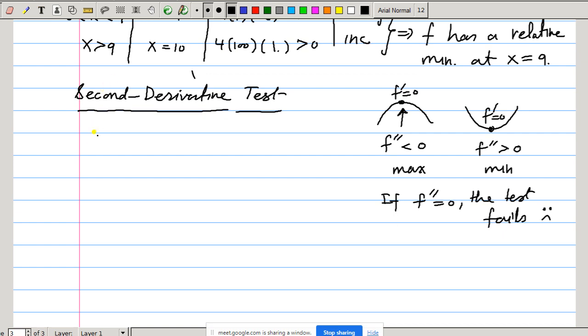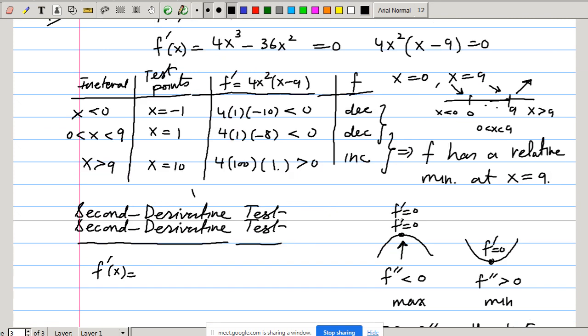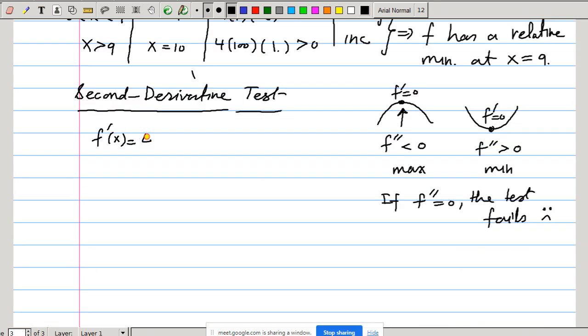So for example, in the above example, what is the f prime x? 4x cubed minus 36x squared. If I take the second derivative of x, it will become 4 times 3, 12x squared minus 72x. I'm not putting it equal to 0. We got this because we are looking for maxima minima. They only come from the first derivative, critical points.